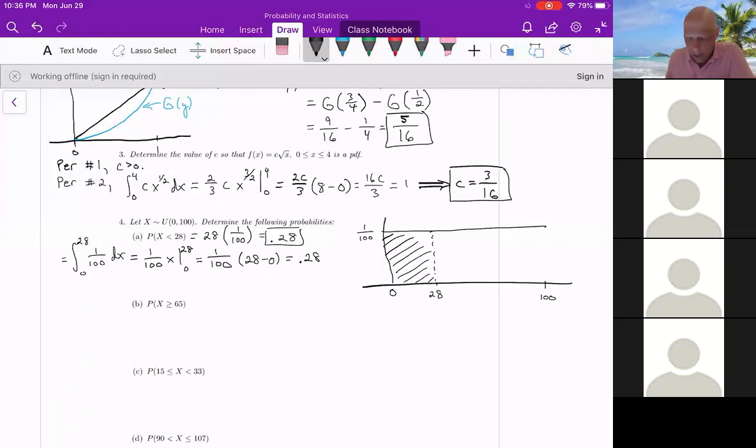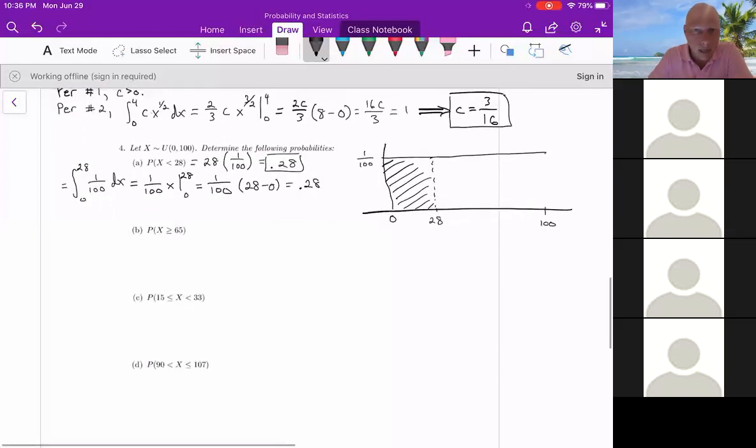With that being said, I want you to try to do B, C, and D. While attacking it geometrically is fine, at least one of them also try to do with integration just to be sure that you can apply it. So I'm going to give you a few minutes to tackle those 3 parts. And I'll return in a few minutes with that.